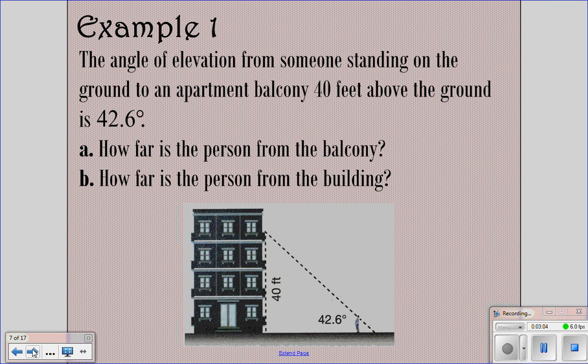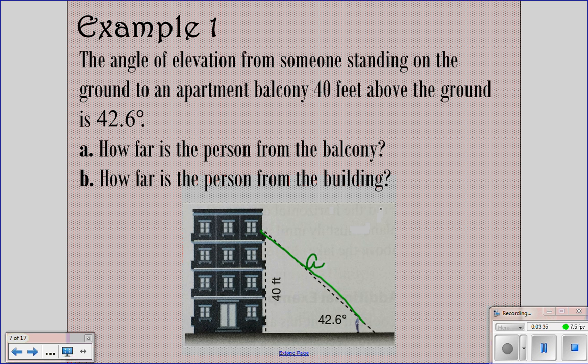So look in here. The angle of elevation from someone standing on the ground to an apartment balcony 40 feet above the ground is 42.6. How far is the person from the balcony, and how far is the person from the building? Well, the person is over here, and the balcony is up here. And so that's the length that we're looking for, part A.